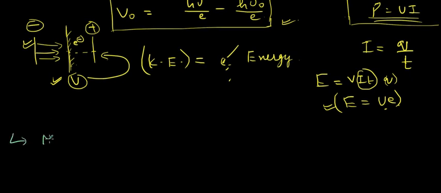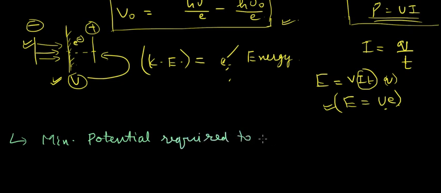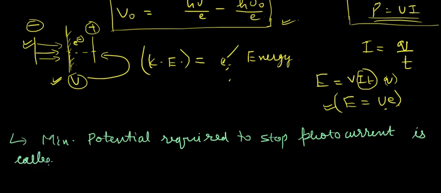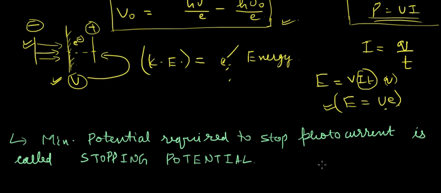So minimum potential required to stop photocurrent is called stopping potential. Okay, and the corresponding energy is called stopping energy.